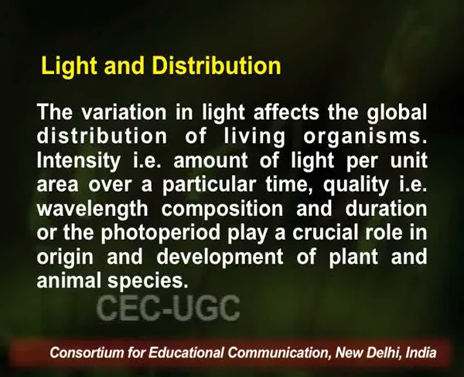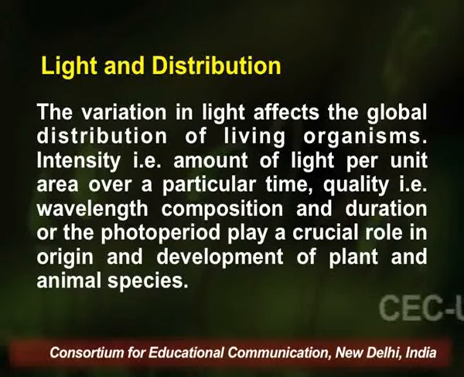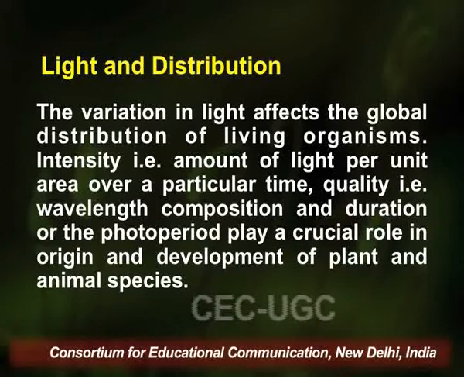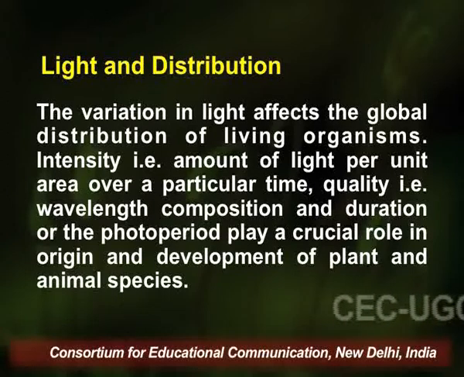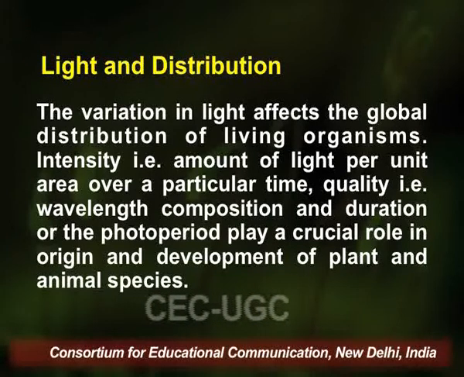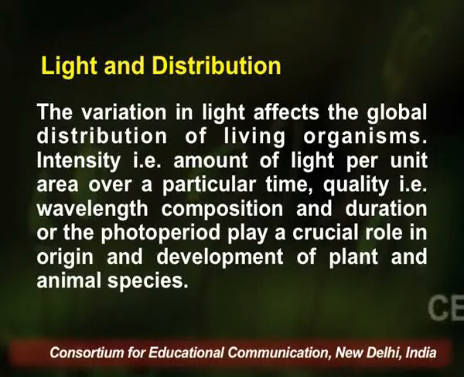Moving on to the next important factor, light and its distribution, how it is distributed and how this distribution affects living organisms globally. We know that the variation in light affects the global distribution of living organisms. The intensity, that is the amount of light per unit area over a particular time, the quality, that is the wavelength composition, and the duration or the photoperiod, play a crucial role in the origin and development of plant and animal species.